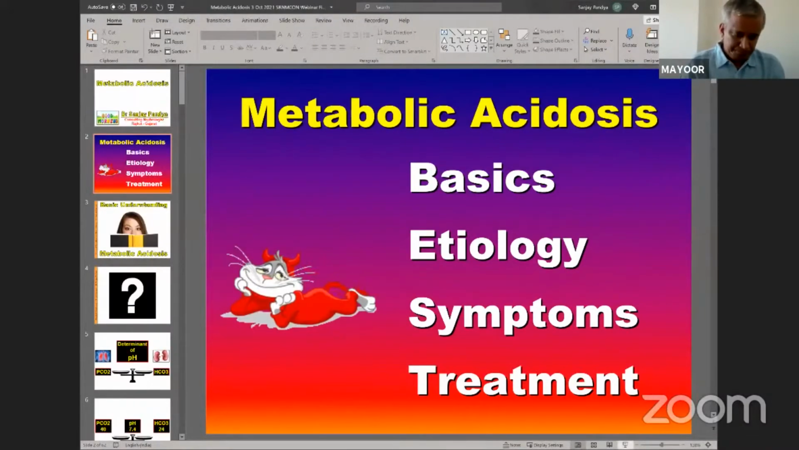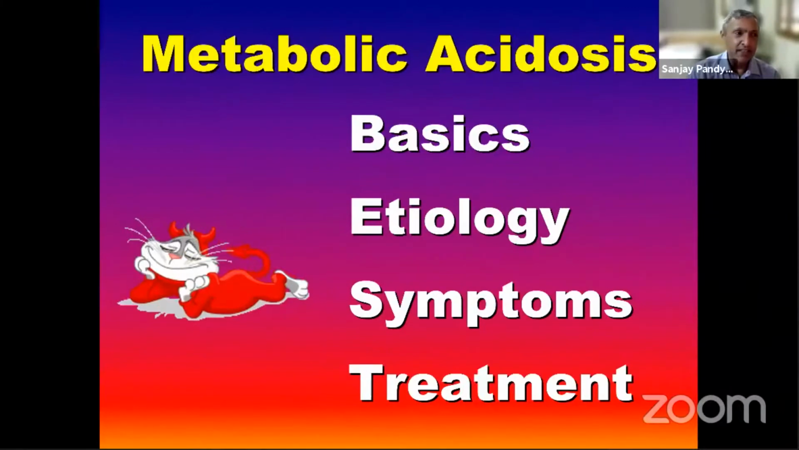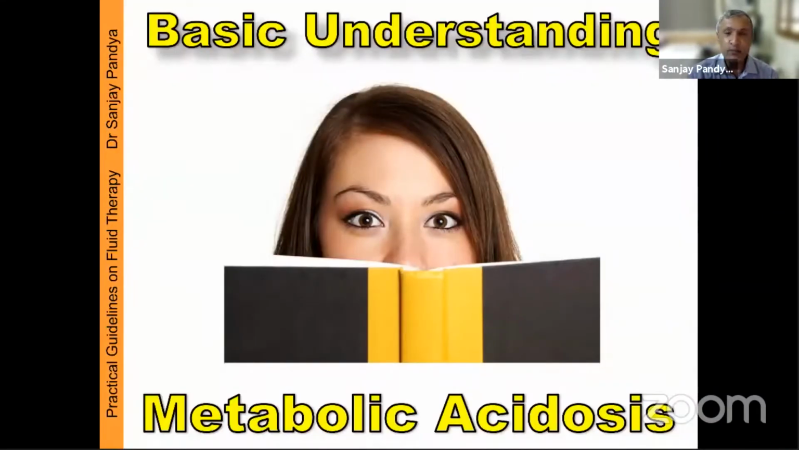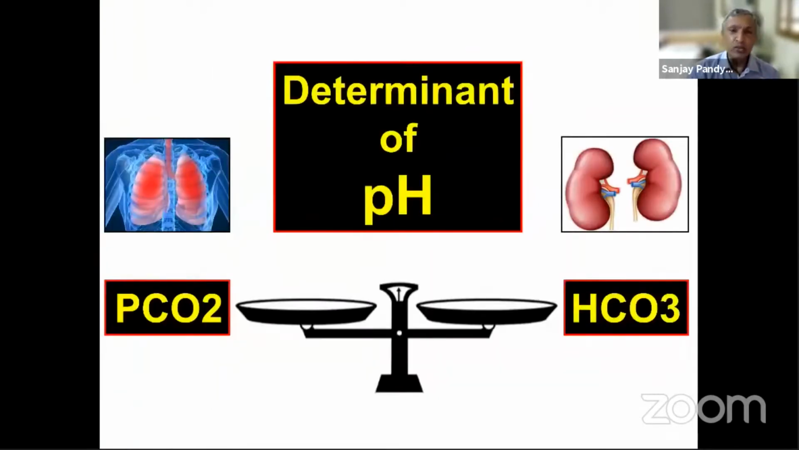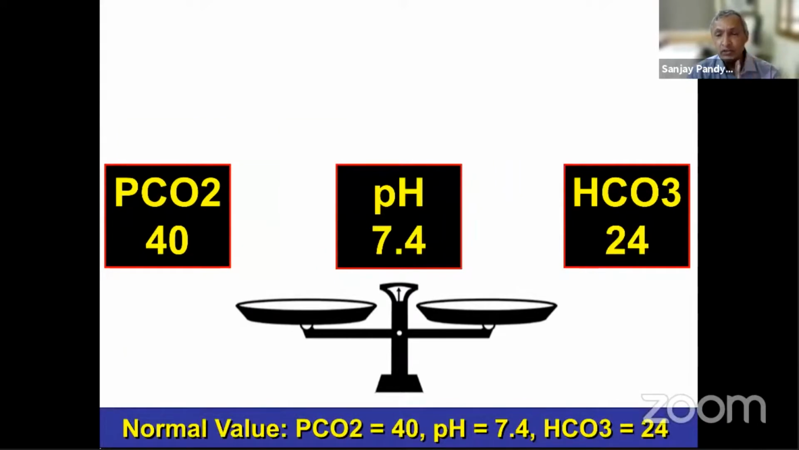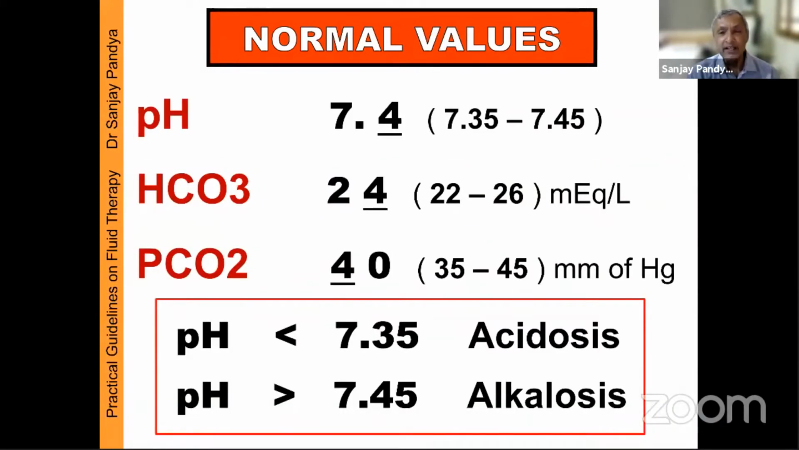Okay, fine. So basically, I am going to give a brief outline of this topic, and first we will start with the basic understanding of what metabolic acidosis is. See, when we talk about metabolic acidosis, the first question is what acidosis and pH are. Now the pH is determined by two things. Number one, it is bicarbonate, and second is PCO2. So when bicarbonate is normal, 24, and PCO2 is normal, 40, then pH will be 7.4. So this is how it is actually calculated.